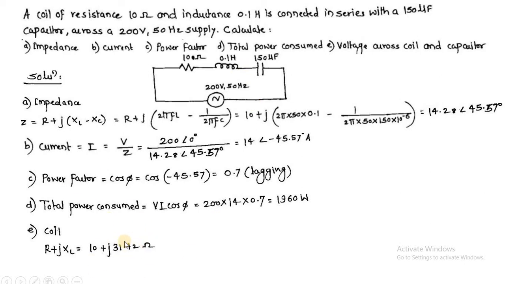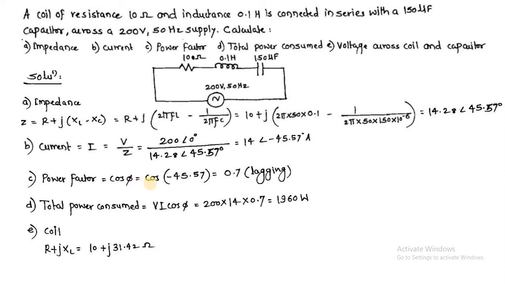So this 31.4 you cannot directly add to 10 and get the answer 41.42. No, that is wrong. Why can we not add them together directly? Because these are phasor quantities. So to add phasor quantities, it is compulsory to add them in rectangular form.